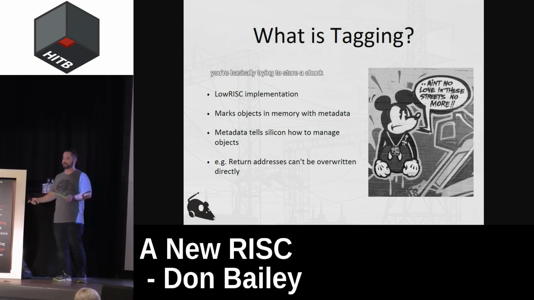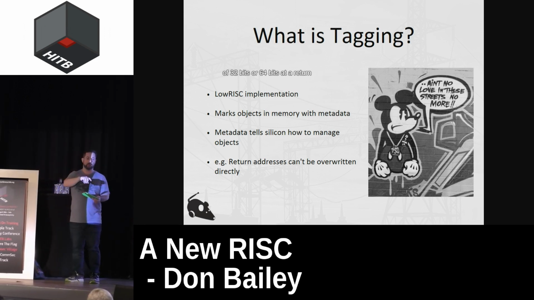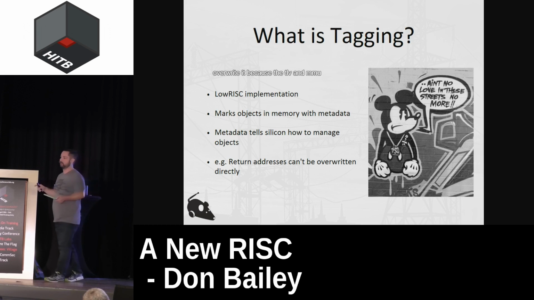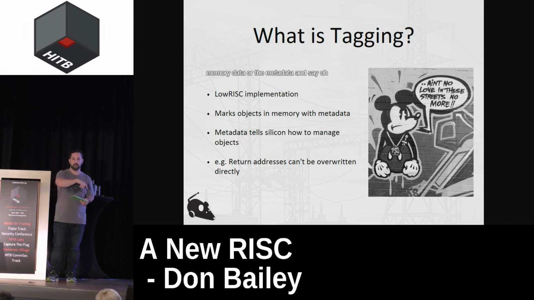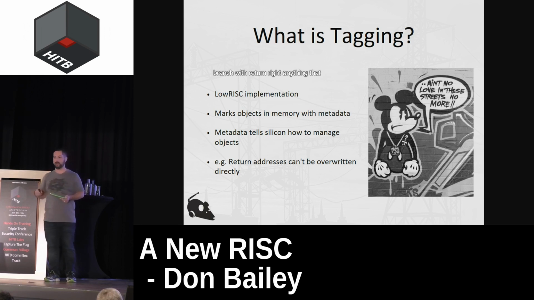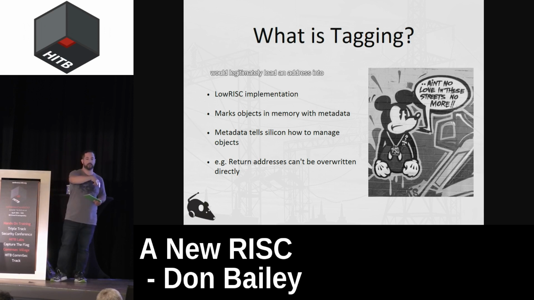So if you're basically trying to store a chunk of 32 bits or 64 bits at a return address's address, it will not let you overwrite it, because the TLB and the MMU itself in silicon will look at the memory data or the metadata and say, oh, this address object in memory is not allowed to be written to by a store. It can only be written to by a call or a branch with return, right? Anything that would legitimately load an address into that region of memory.